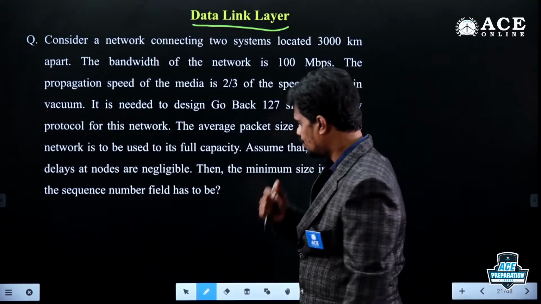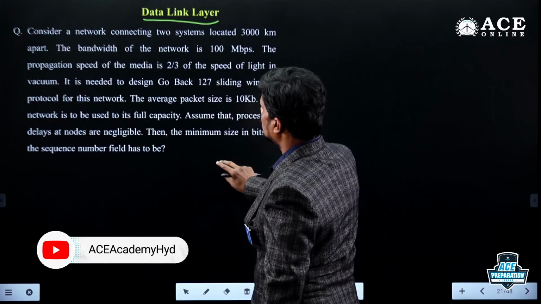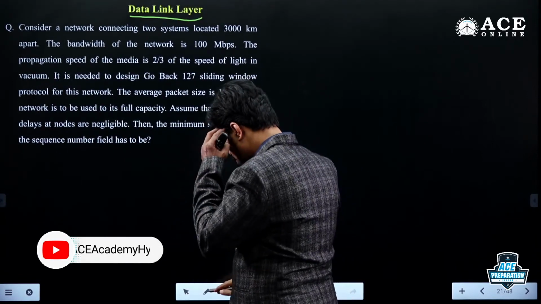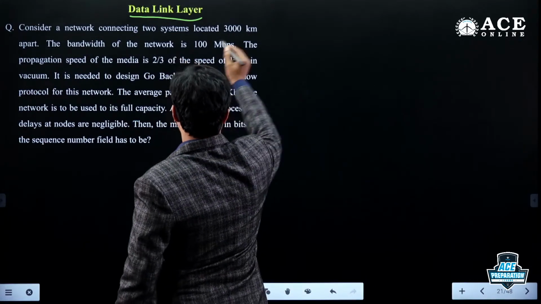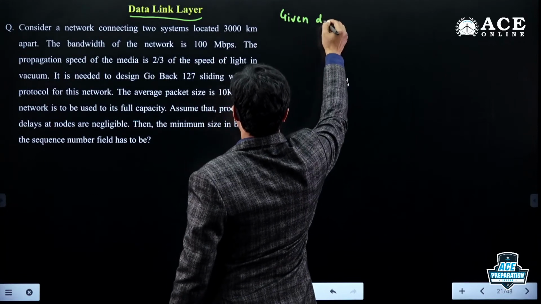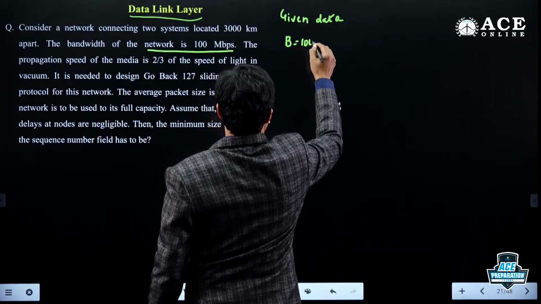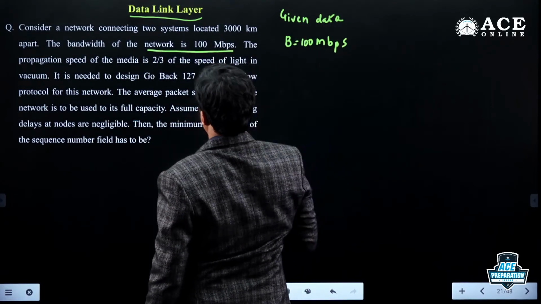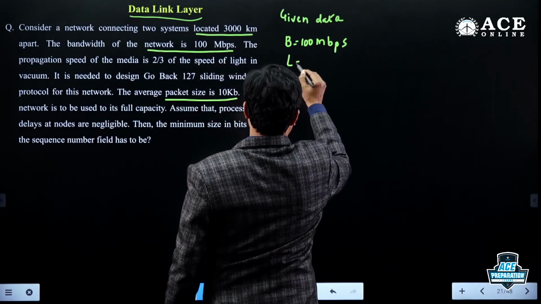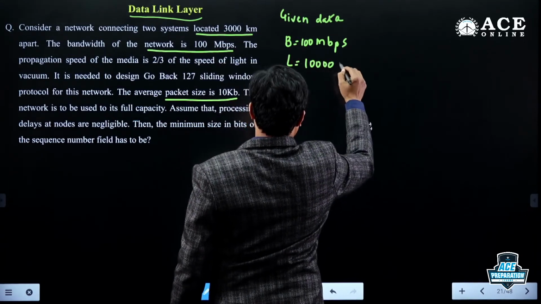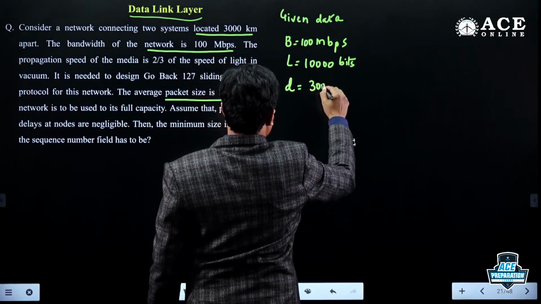So what is the answer for this question? Here the question is given. If you collect the given data, the bandwidth is given as 100 Mbps. Packet size is also given, 10,000 bits. Distance is given, D, 3000 kilometers.